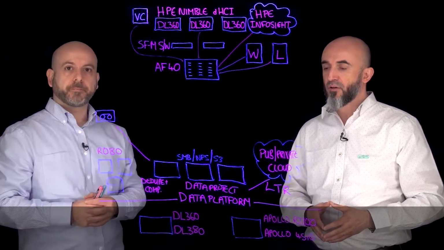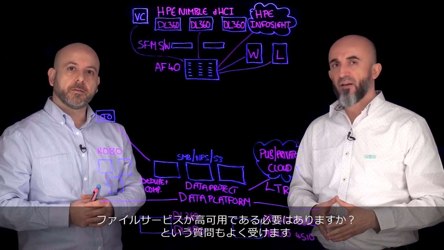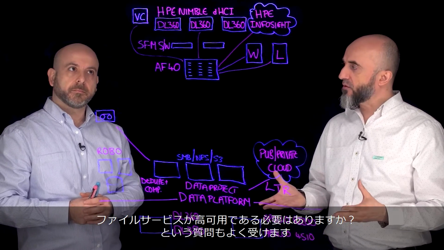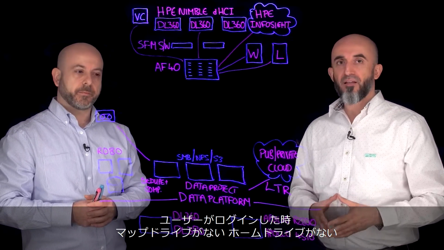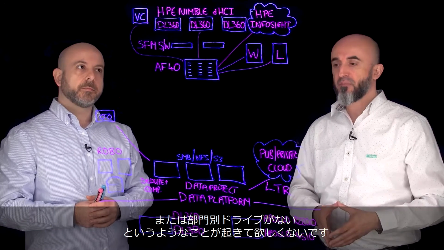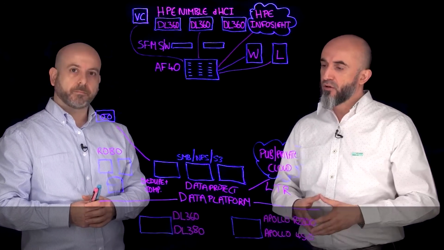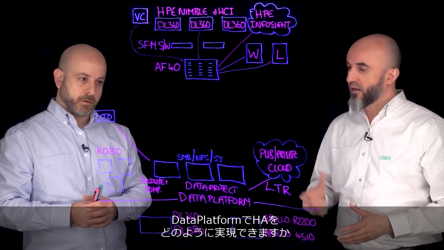Excellent. The other question that I always get is that file services need to be highly available, right? You don't want the user logging on and the mapped drive is not there, or the home drive is missing, or the departmental drive is missing. So how can we achieve HA in the Data Platform?